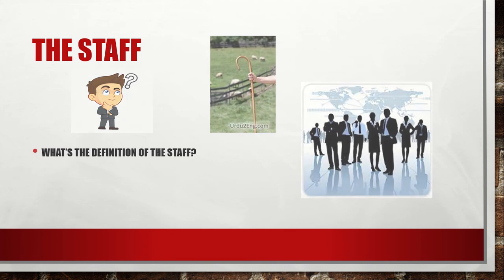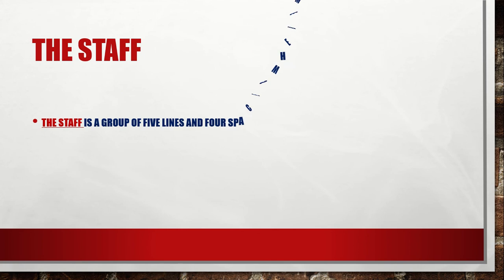In music terms, we have a clear definition of what a staff is. A staff is basically a group of 5 lines and 4 spaces where music notes are written. Simple, like that.